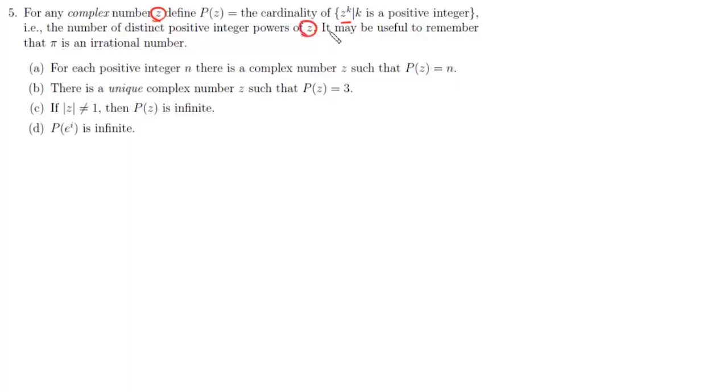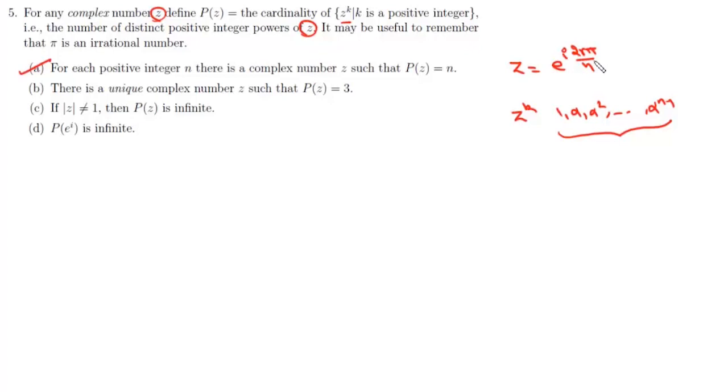Now it may be useful to remember that pi is an irrational number. Now the first one is, for each positive integer n, there is a complex number z such that pz equals n. Now if we take this z as the nth root of unity, which is e to the power iota 2r pi by n, then any z to the power k will be of the form 1, alpha, alpha square, and alpha to the power n minus 1. So every power of z to the power k will belong to this set having n elements. So that means this option A is correct for any z which is an nth root of unity.